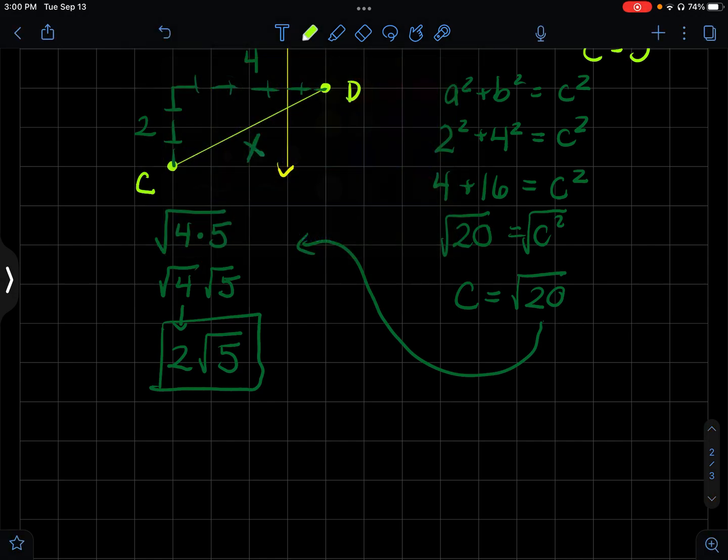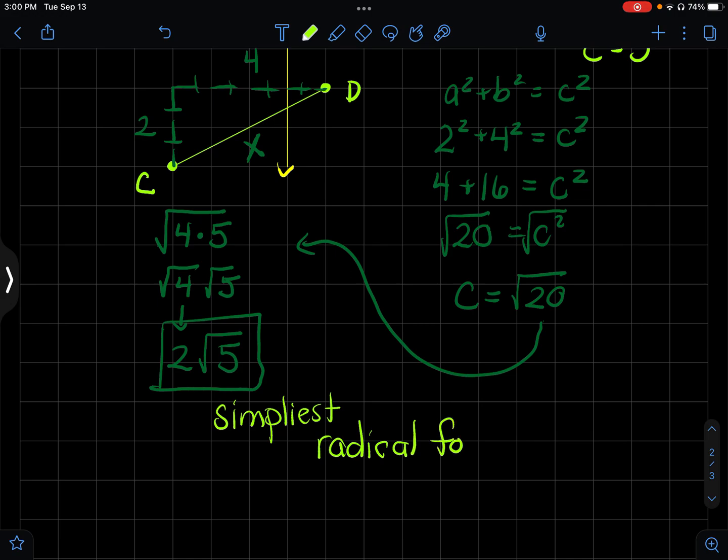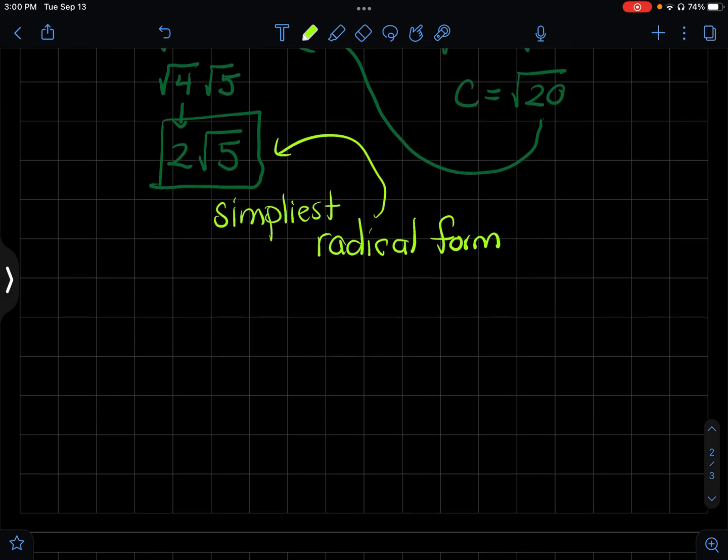And often you're going to see the wording of it as keep it in simplest radical form. Let me write the words down so you're familiar with it. Simplest radical form. That's what you're looking to do. You want to break it down as much as possible. And like I said, if you need review, please visit that video.